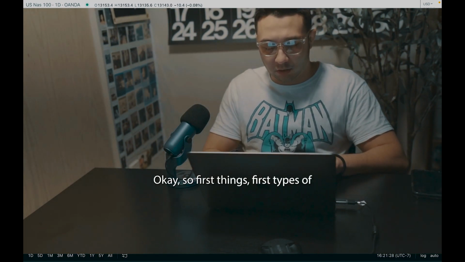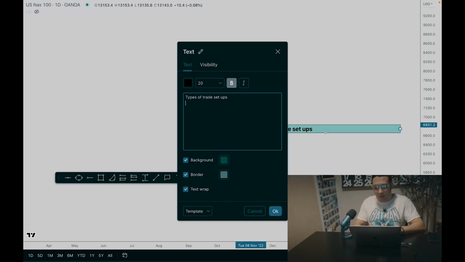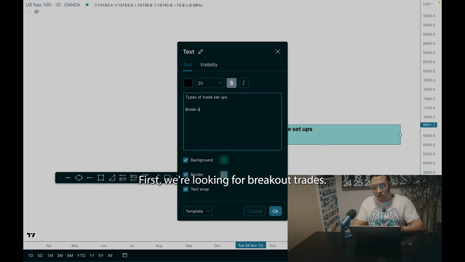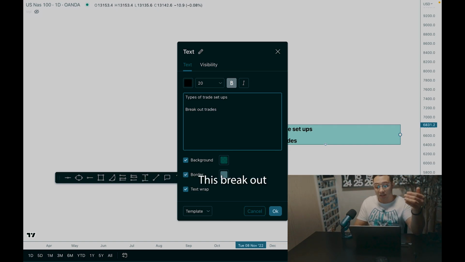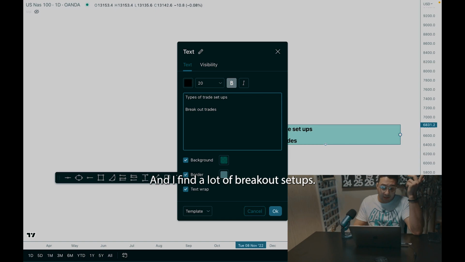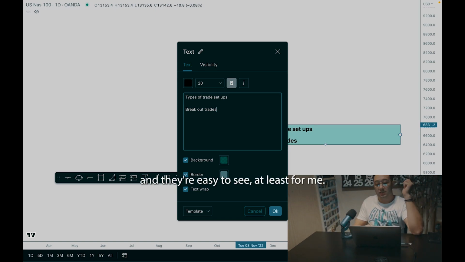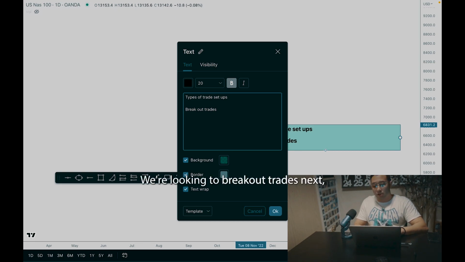Okay, so first things first. Types of setups we're looking for. First, we're looking for breakout trades. Breakout trade entries are very easy. This breakout trading is a very simple style of trading, at least in my opinion. And I find a lot of breakout setups. They're quick, they have a lot of volume, and they're easy to see, at least for me. We're looking for breakout trades.